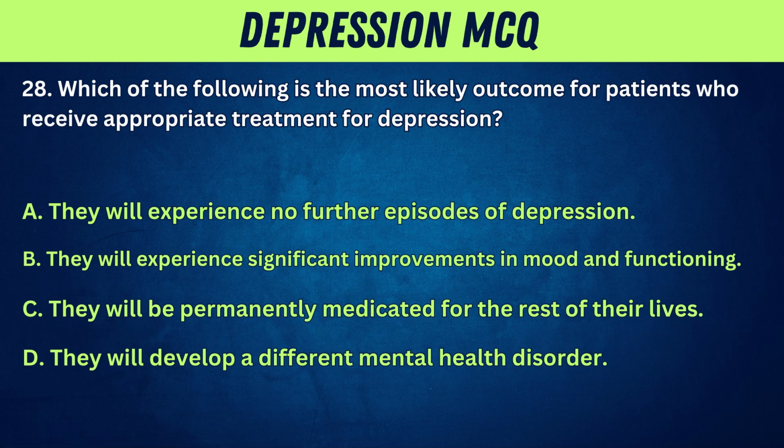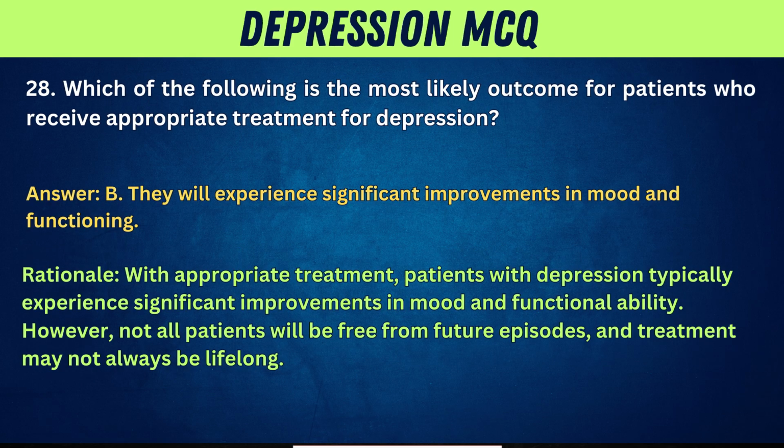28. Which of the following is the most likely outcome for patients who receive appropriate treatment for depression? A. They will experience no further episodes of depression. B. They will experience significant improvements in mood and functioning. C. They will be permanently medicated for the rest of their lives. D. They will develop a different mental health disorder. Answer: B. They will experience significant improvements in mood and functioning.